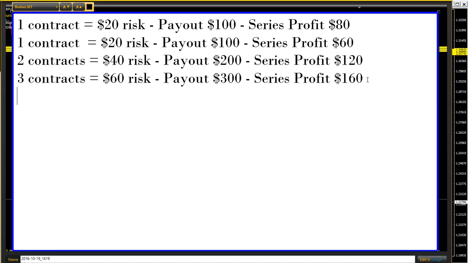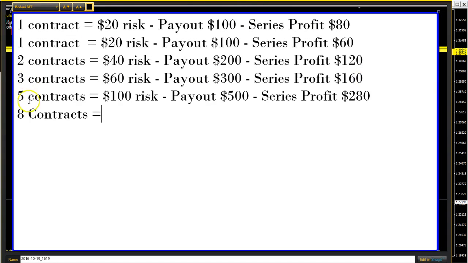On your 4th, here we go. I'm sorry, on your 5th. That's a 1, 2, 3, 4, the 5th trade. On your 5th attempt here, your risk would be $100. The payout would be $500 if you win, and the series profit would be $280. It's $500 minus all of this risk. That is your series profit.